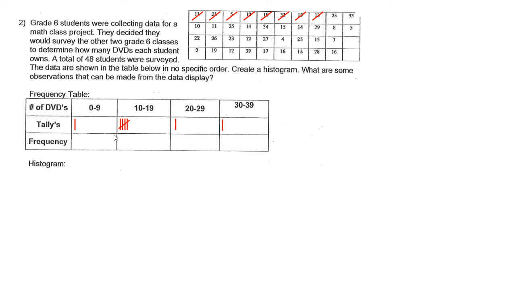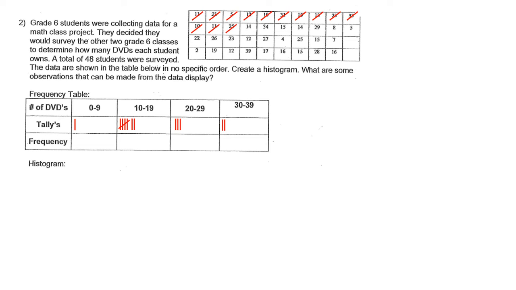And you'll see why when we count them all up at the end. That's so important. Okay, 23, it goes in the 20 to 29. 33 is in the 30 to 39. 10 is in the 10 to 19. 11 is also in the 10 to 19. 25 is in the 20 to 29.